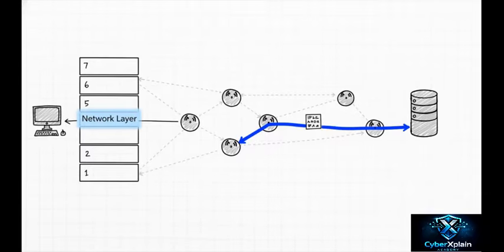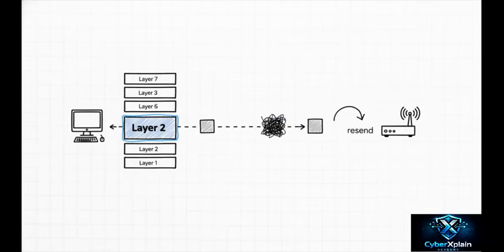Now we're at Layer 3, the network layer. This is the master navigator of the internet. Its job is to handle routing and logical addressing. So it takes those packets from Layer 4 and figures out the best path for them to travel across the entire network to get to their destination. This is the layer of the famous IP address.